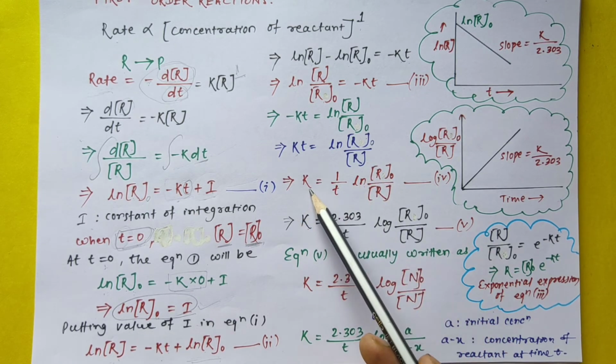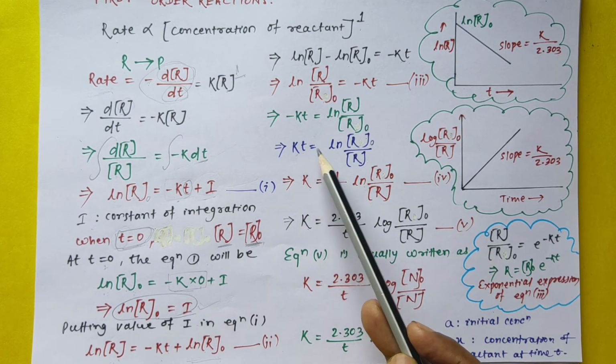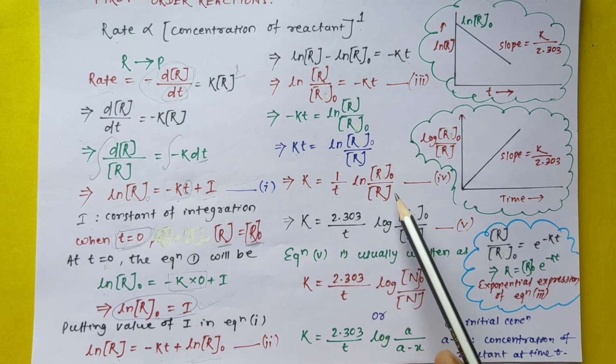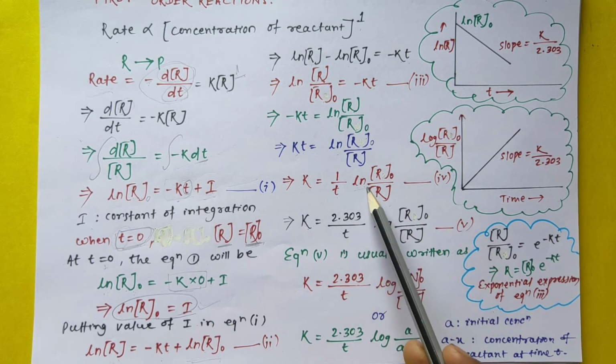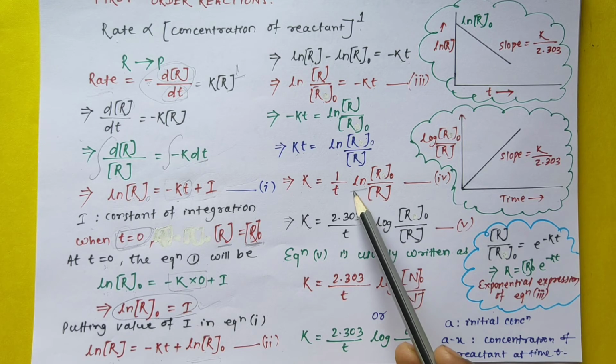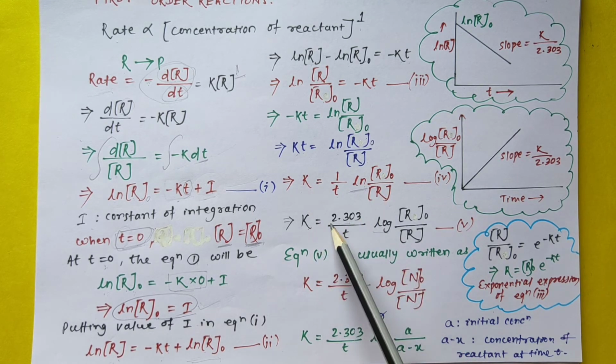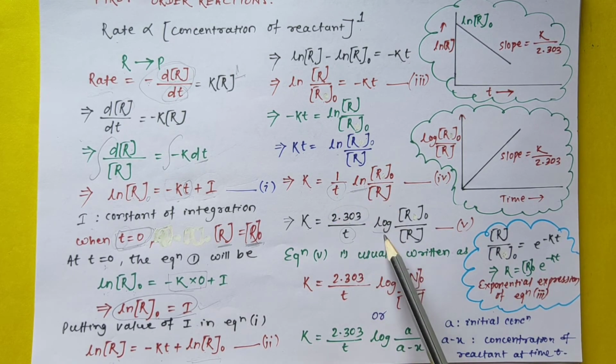So what will be the value of k? t is multiplied on this side, so it will be divided. So k is equal to 1 by t ln [R]0 by [R]. Let this be equation 4. If we convert ln into log, then what will be the expression? We know ln is equal to 2.303 log. So k is equal to 2.303 by t log [R]0 by [R]. Let this be equation 5.